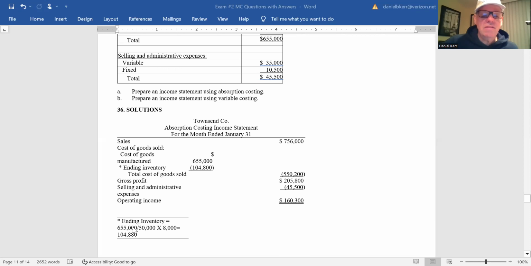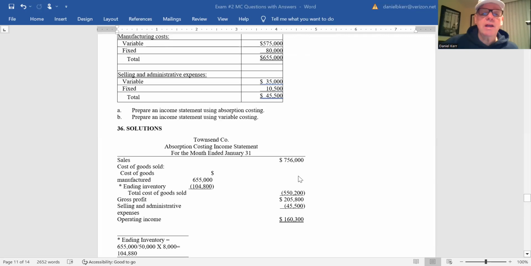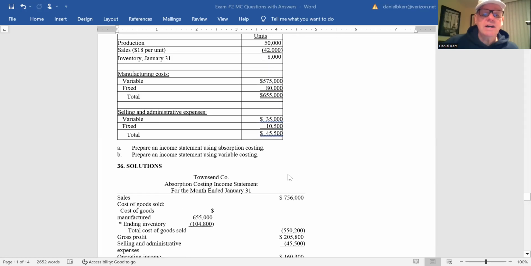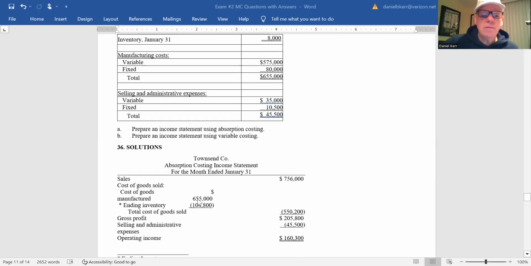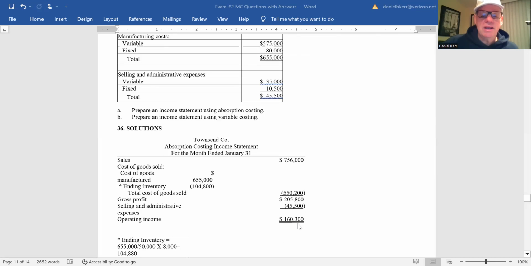So 655 divided by the 50,000 produced times 8,000. That's where I got my 104,800 for my ending inventory. So there's my cost of goods sold. Sales minus cost of goods sold gives us gross profit, minus selling and administrative. We don't really care what's fixed and what's variable at that point. And that gives us operating income of 160,300. Now, you know absorption costing is going to be higher because you had an increase in the inventory.